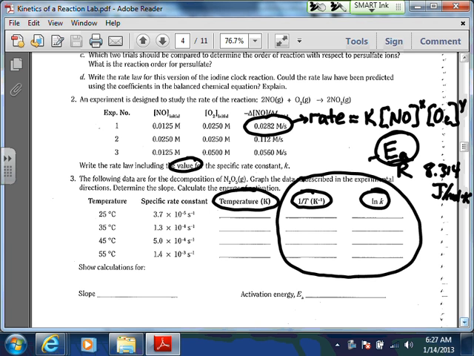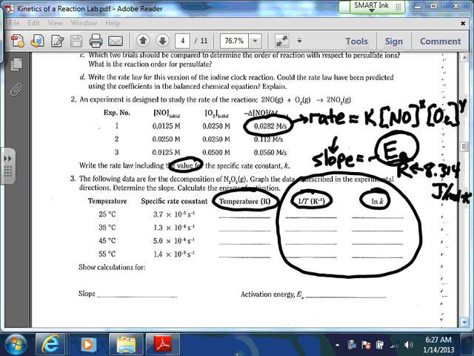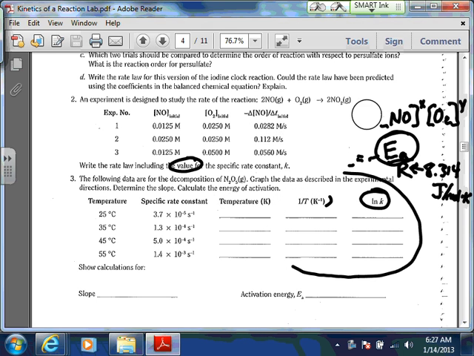So once you find the slope of your line, whatever it happens to be, and I'm going to let you graph this and find it, then you need to plug that in, so you've got slope equals negative Ea over R. You've got your R right here, you're going to know your slope, and then you just solve for the activation energy. So there's your pre-lab.